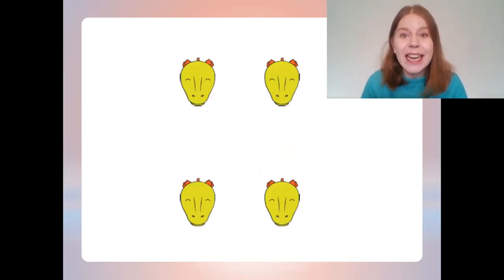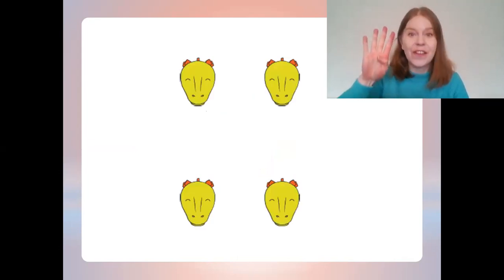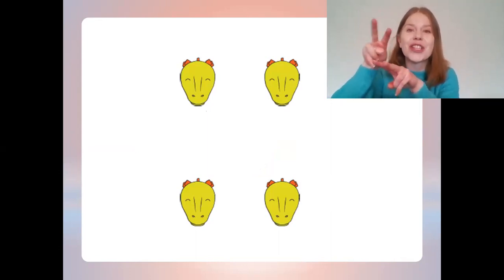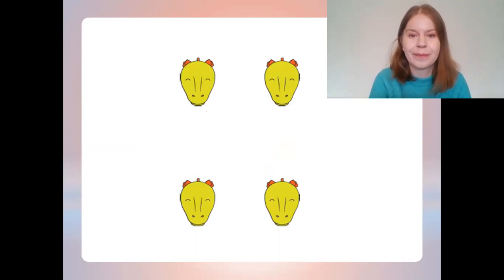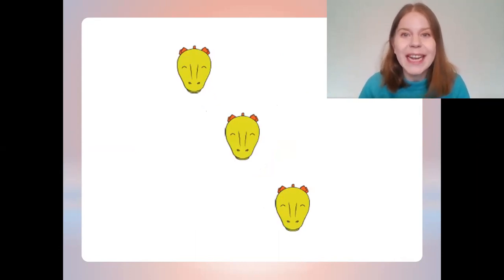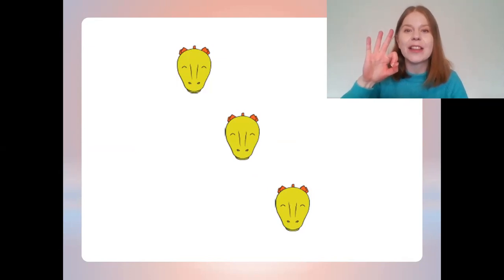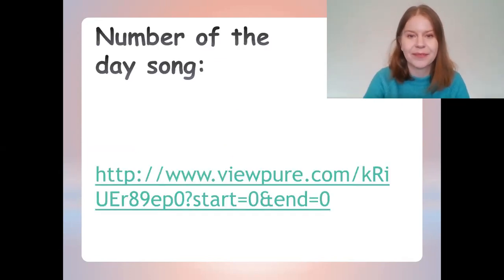How many can you see? 4. I can see 2 on the top and 2 on the bottom. I know 2 add 2 is 4. How many can you see? 3. I can see 3 in a diagonal line, just like in noughts and crosses.